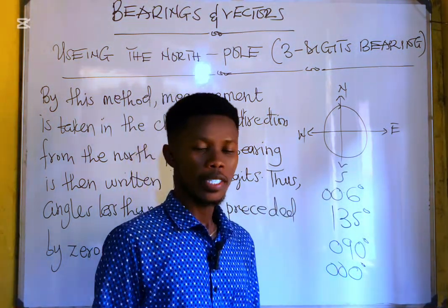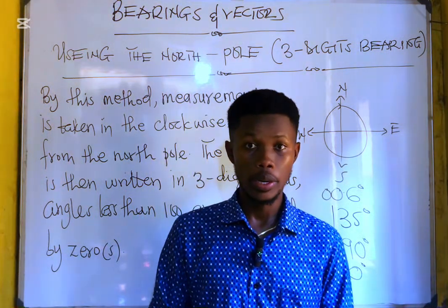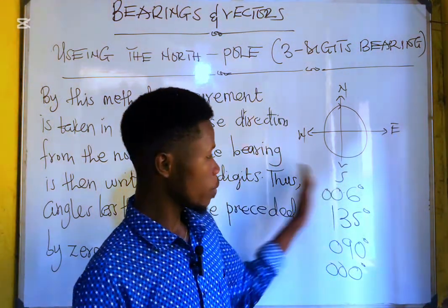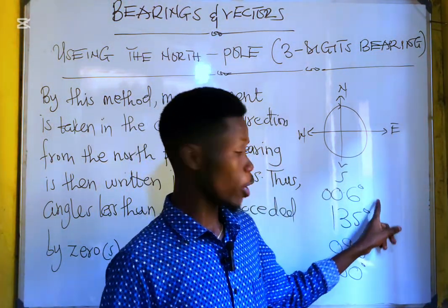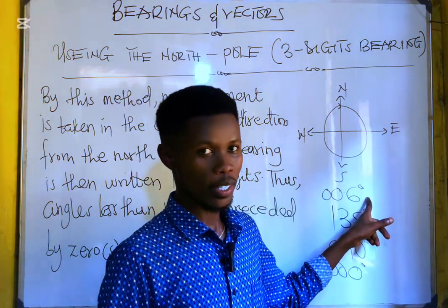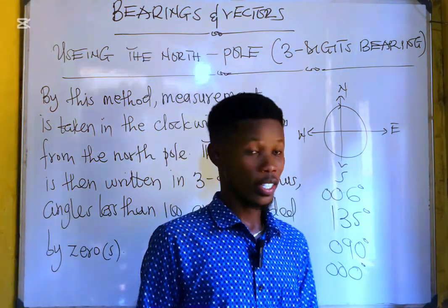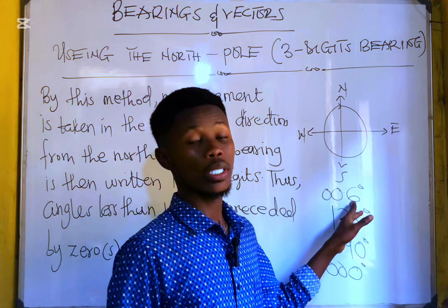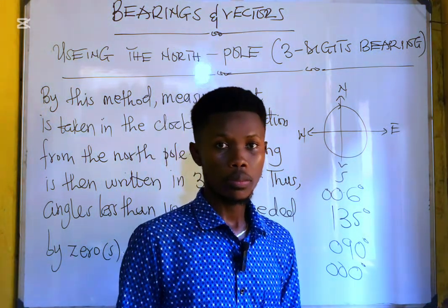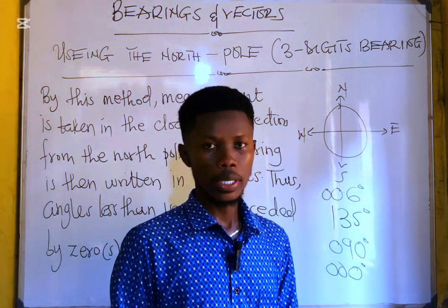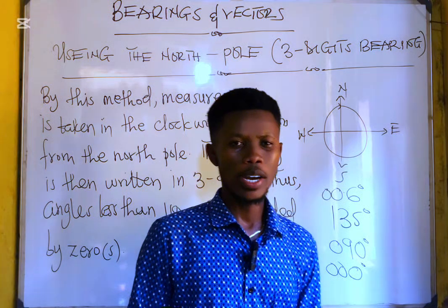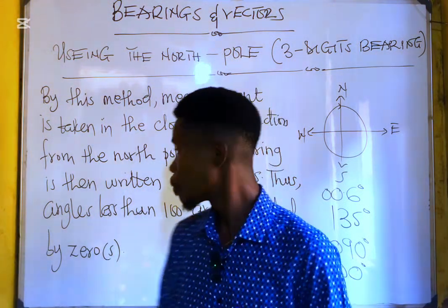If the number is less than 3 digits, you should add zeros to it to make it 3 digits. The zeros should come in front, not at the back. If you put the 0 at the back of 6, it becomes 60, which is more than 6. You have changed the value, but a 0 in front of it still makes it 6 degrees. Now let's look at examples of that.